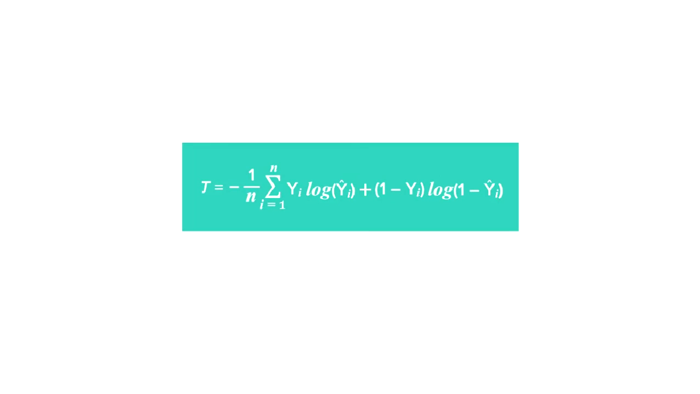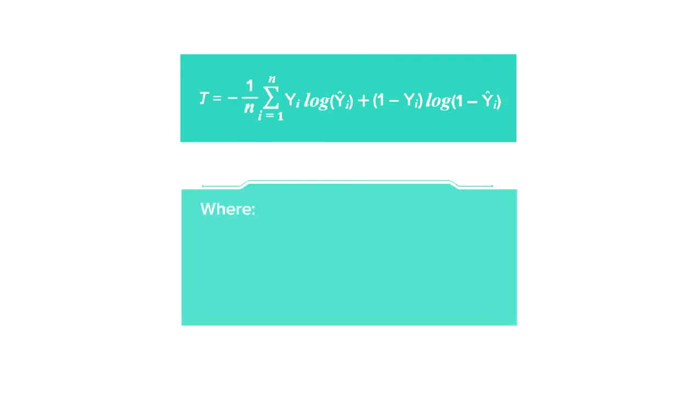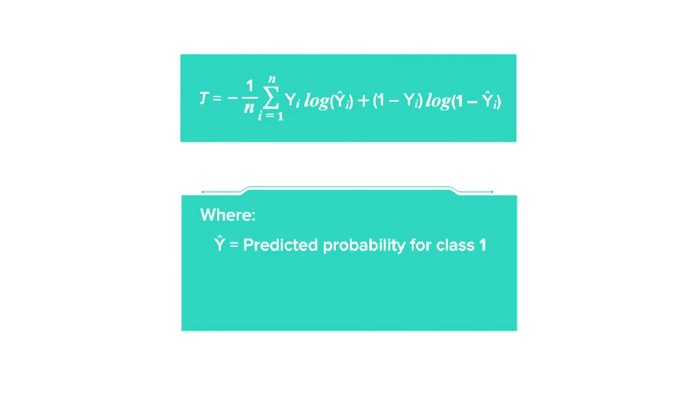In case of logistic regression, we are dealing with probabilities. Therefore, we use a different loss function called the log loss. It is formulated as shown on the screen, where y hat equals the predicted probability for class 1, y equals the actual class, n equals the number of observations. So for now, we just need to focus on how log loss is calculated. To understand it in detail is currently out of scope of this training.